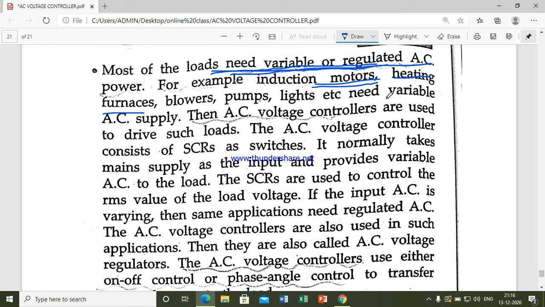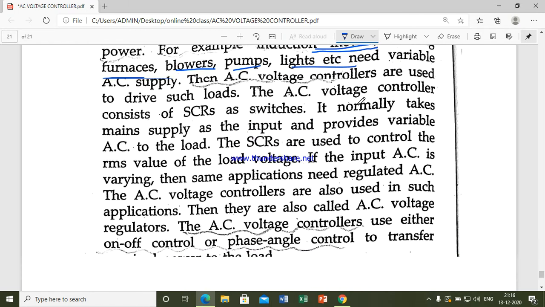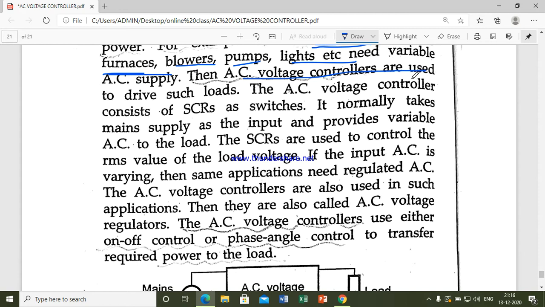Next, the heating furnace. If you have a heater, then you can increase or decrease the temperature of the heater using the heating furnace. Next, you can have blowers, pumps, lights, etc. AC voltage controllers are used to drive such loads.